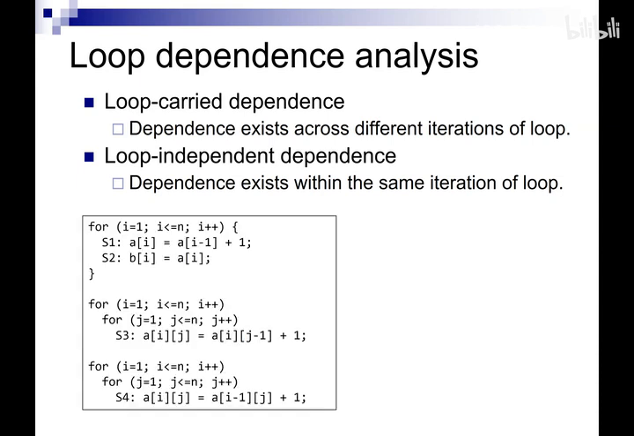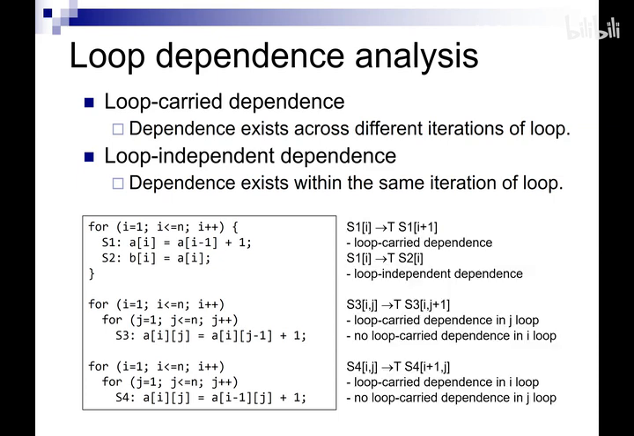Okay, so some examples of this. Suppose you have some code like this. Here we have 3 different for loops. In the first for loop, if you look at this statement over here, S1, then you actually have a loop carried dependence between iterations I and I plus 1.